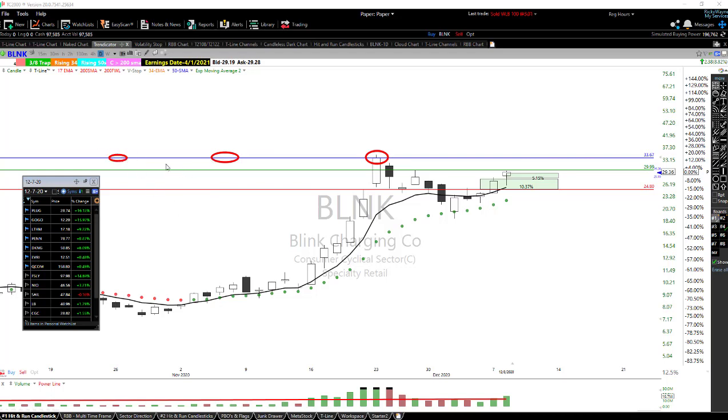When we see that, that tells me that is an important level, and the likelihood is that the first time we get back up to it, we're going to see a pullback. It does not guarantee the pullback is going to be this far or this shallow. It just means there's going to be some consolidation almost every time.